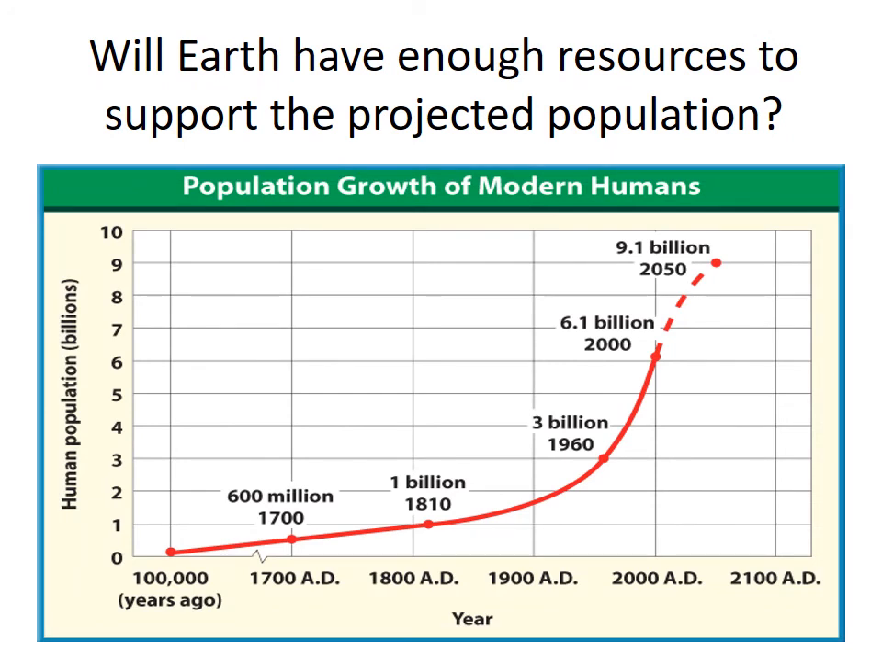Here's a projection for humans that at the current rate of growth, by the year 2050, we'll have 9.1 billion people. We will only hit that number if we don't hit a limiting factor.